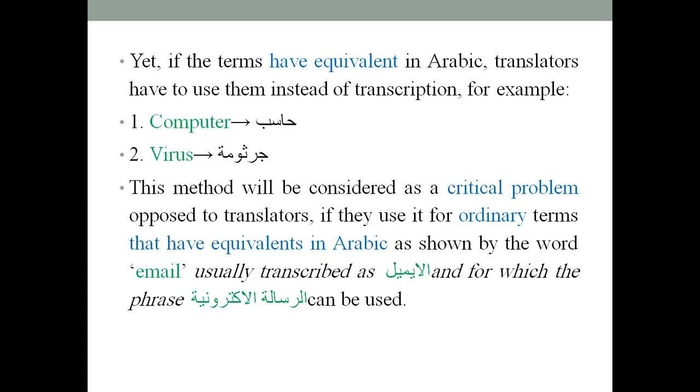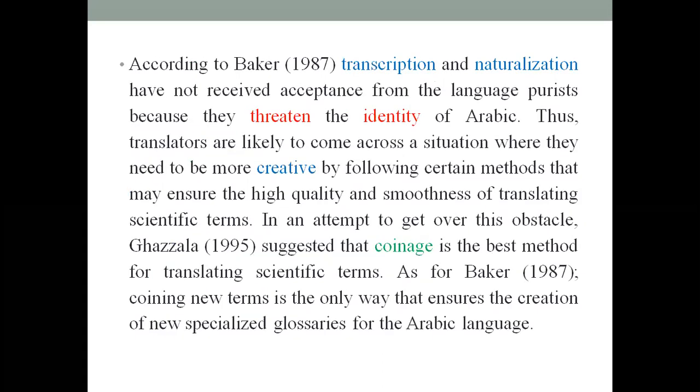and this is a real problem. For example, email. This word email is borrowed from English as it is, but we have an Arabic equivalent, which is الرسالة الإلكترونية. Look at the number of the words. Email is one word, الرسالة الإلكترونية is a phrase, two words. So we feel that email is easier to use than الرسالة الإلكترونية.